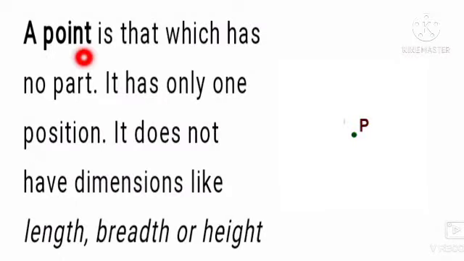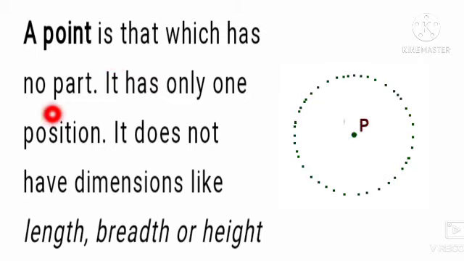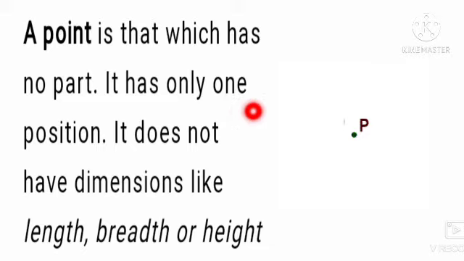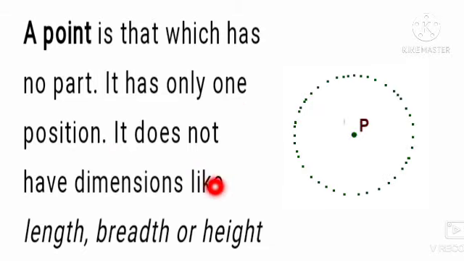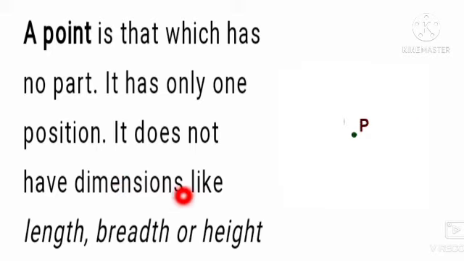What is a point? A point is that which has no path. It is a fixed position. It has only one position. It does not have dimensions like length, breadth or height. It has 0 dimension.